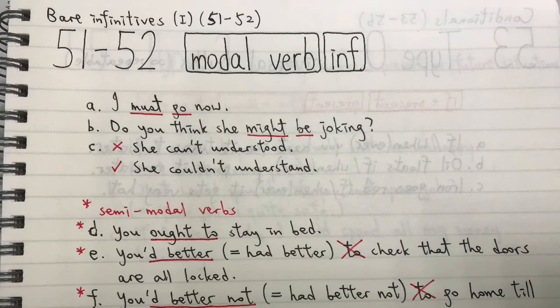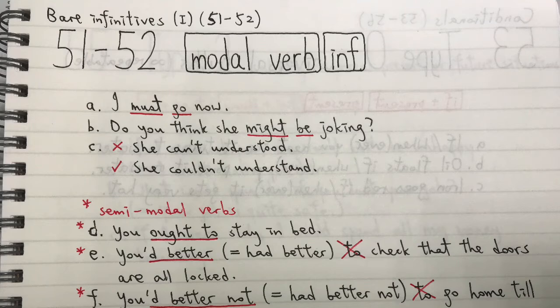Example A, I must go now, must go. It can't be must going, must went, must gone, must goes. All wrong. It must be bare infinitive, must go. B, do you think she might be joking? Do you think she might be joking?